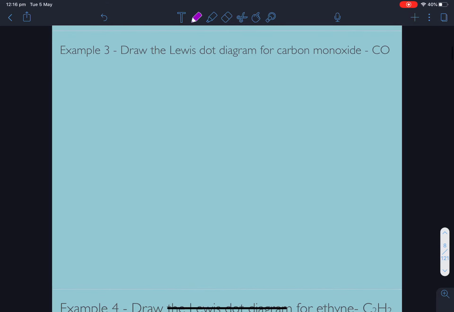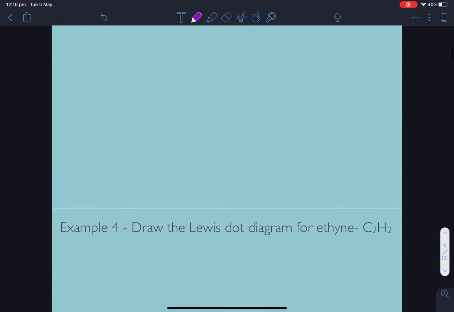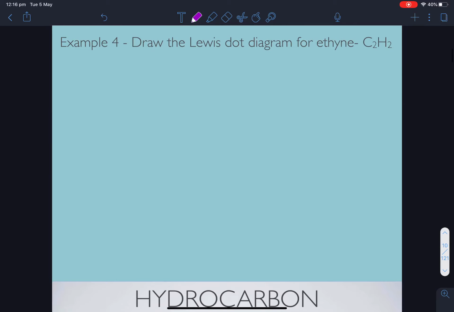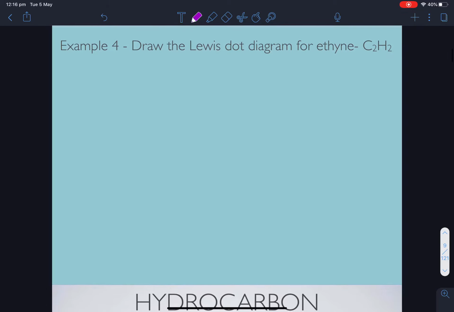Carbon monoxide. Oh, I think I have trouble with this one all the time. I'm going to skip that one. Yeah, I'm not going to embarrass myself.